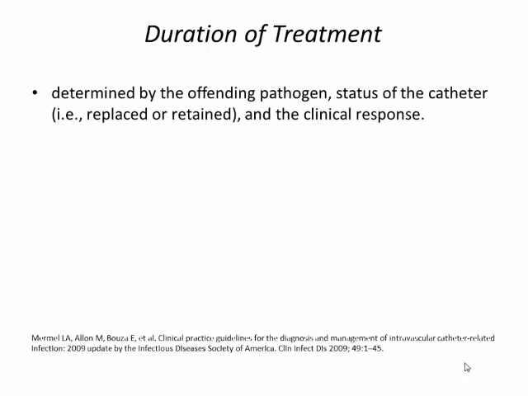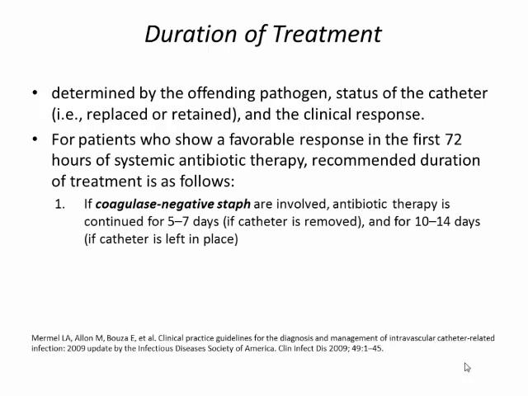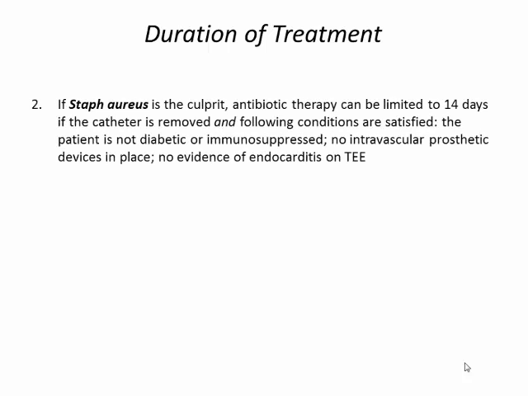So duration of treatment, again, is determined by the offending pathogen, the status of the catheter, whether you decide to retain it or replace it, and the clinical response you get from the patient. So those who show a favorable response in the first 72 hours, that's the catch here, then we go by the offending organism. Coag-negative staph, again, the most common. If the catheter is removed, continue for 5 to 7 days, and if it's left in place, for 10 to 14. Next slide is with Staph aureus.